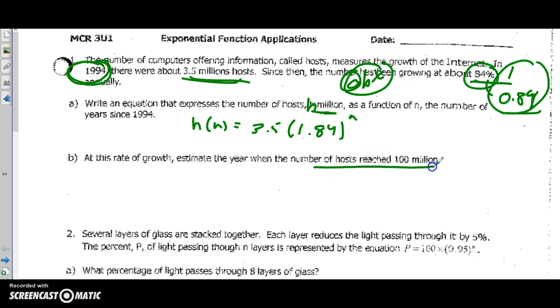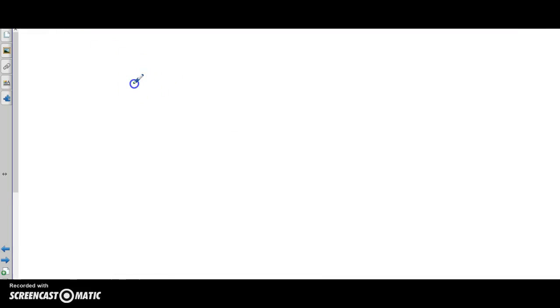Estimate the year that we get to 100 million. So this is the whole logs part of the course. A real quick thing with logs here. Let's do this: 2 to the x is 8. 2 times itself times itself, a certain number of times will get you 8. How many times is that?